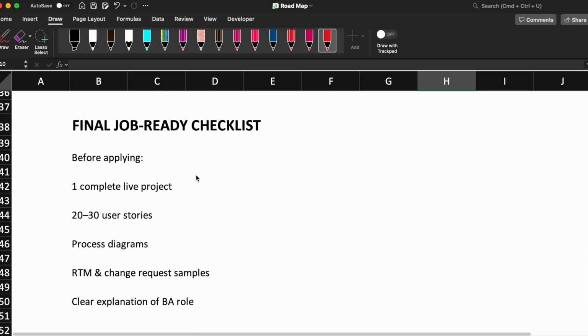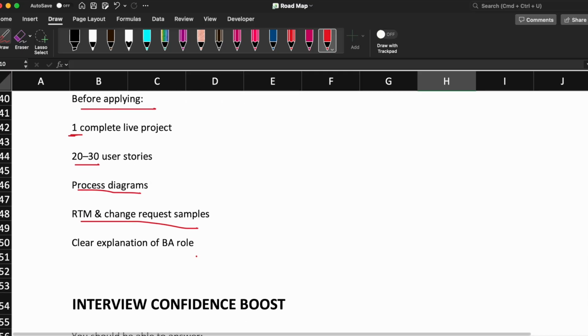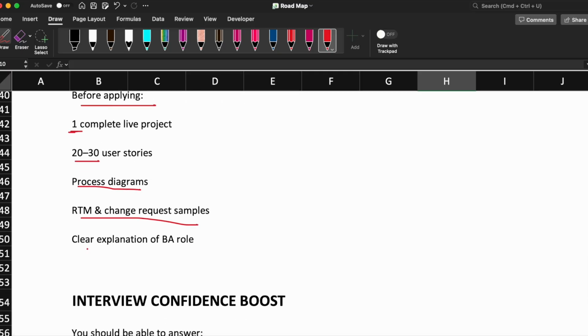Final job ready checklist, check this one. Before you apply, check that you have completed one live project, at least 20-30 user stories, process diagrams, RTM and change request samples, and you can list everything on your LinkedIn page. Clear explanation of a BA role.